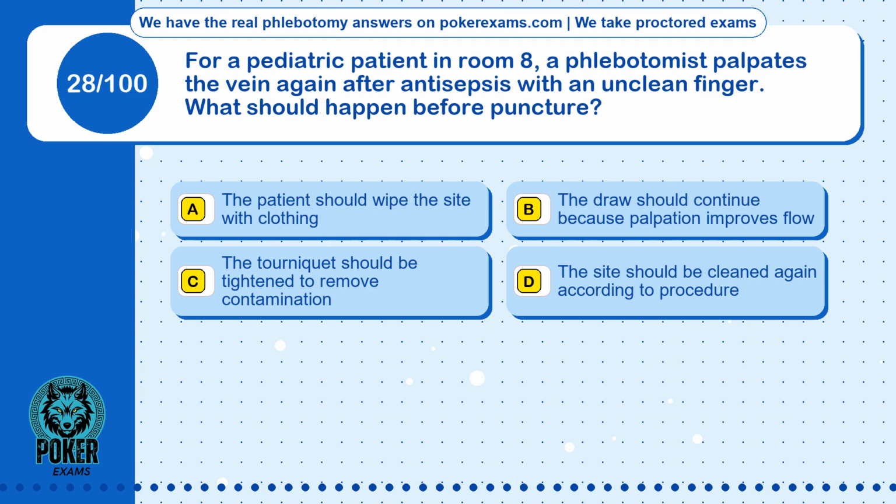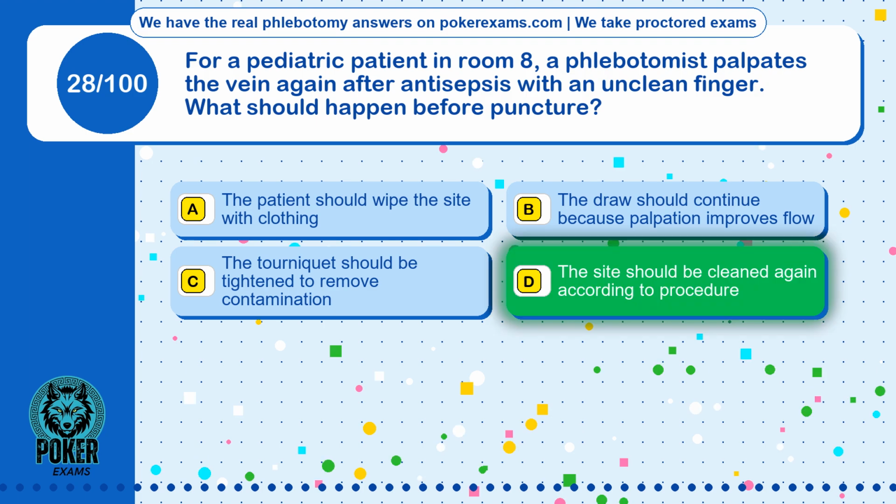Question 28. For a pediatric patient in room 8, a phlebotomist palpates the vein again after antisepsis with an unclean finger. What should happen before puncture? Option A. The patient should wipe the site with clothing. Option B. The draw should continue because palpation improves flow. Option C. The tourniquet should be tightened to remove contamination. Option D. The site should be cleaned again according to procedure.